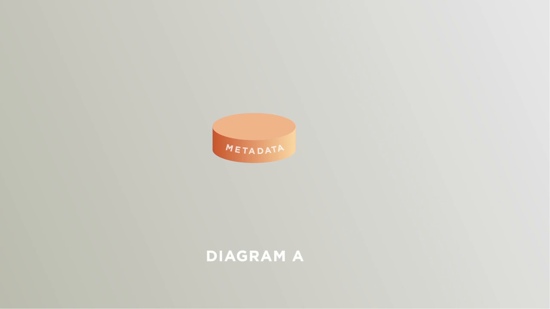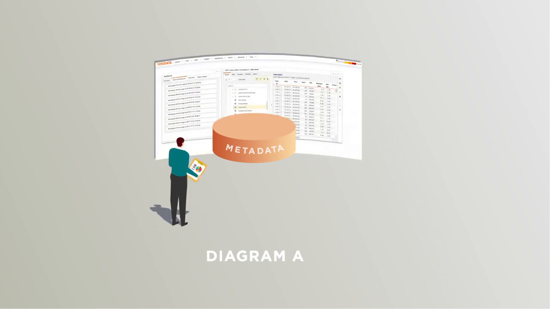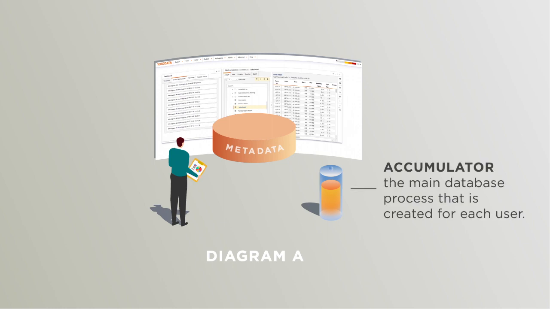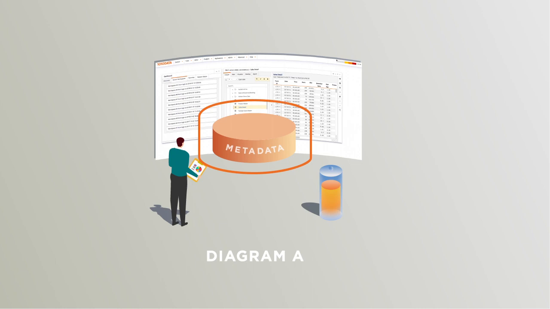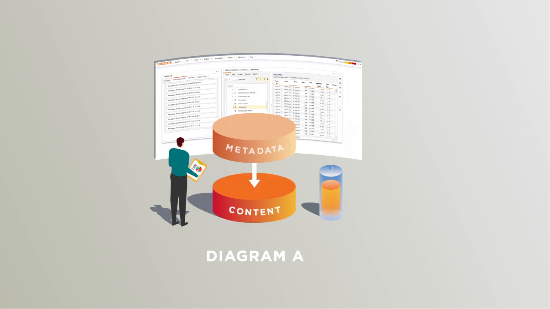In diagram A, a user logs into the Tenten data platform and an accumulator process is created. The accumulator is the main database process that is created for each user. It contains all the metadata for any tables that the user can access. Here we see the metadata for user 1. It contains references to the physical data located across the server cluster, shown in dark orange.